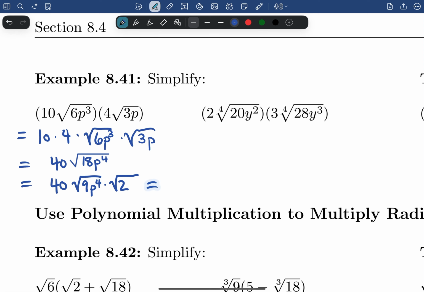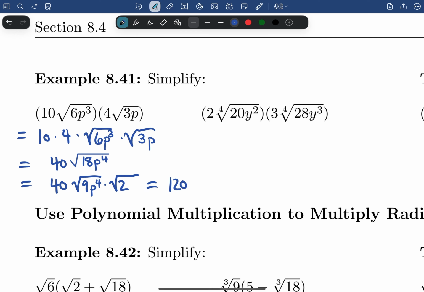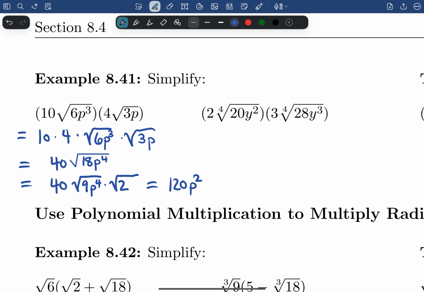Okay, and by the way, the square root of 9 is 3. I'm going to take the square root of 9, 3, and multiply it with 40 to get 120. And then the square root of p to the 4th is p squared. And then I have my leftovers. There they are.